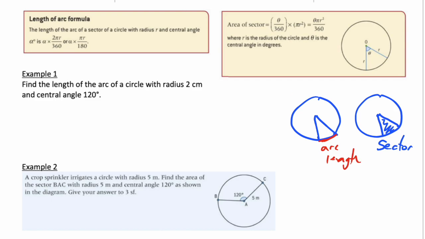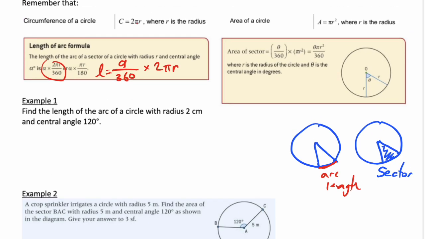We have formulas for them, and they're very logical formulas. I don't like the way it's worded, but you can have A or alpha over 360 times 2 pi r is the arc length formula. This is just a fraction of the circle, right? For example, 180 over 360 is half. It makes sense, if you have 180, it's going to be half the circle. So this gives you a fraction times the regular circumference formula.